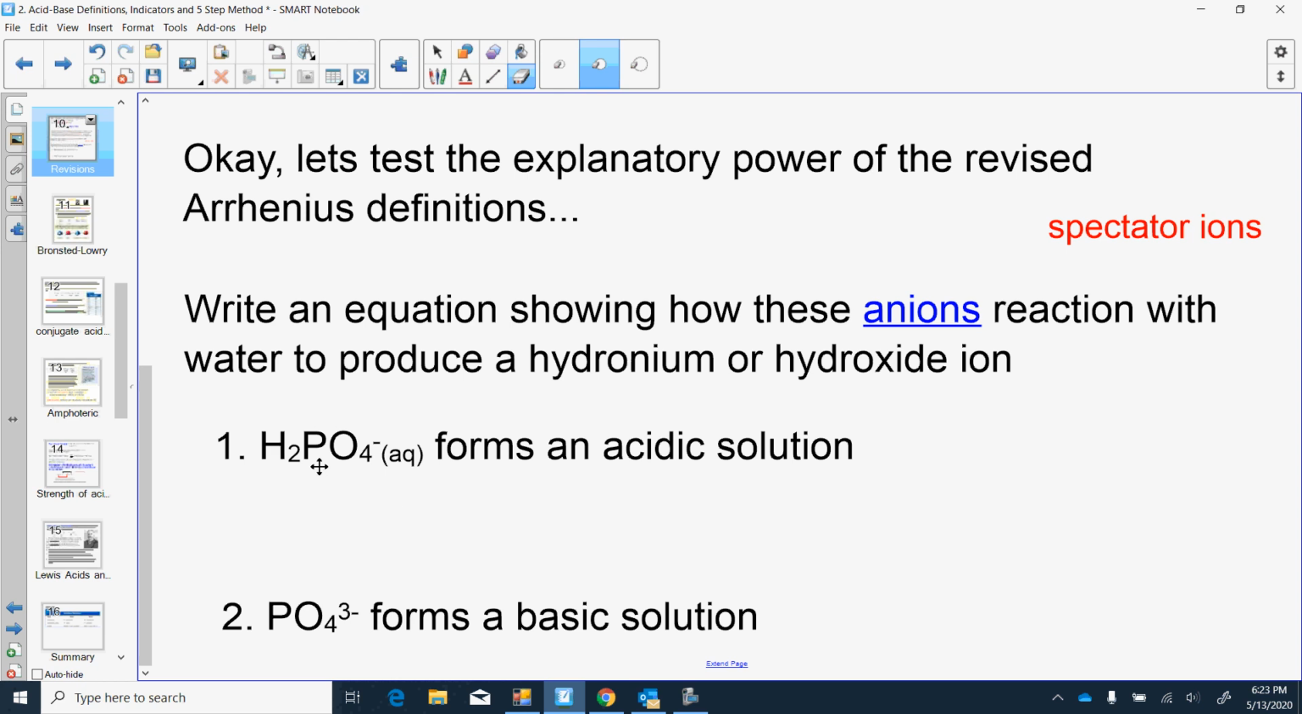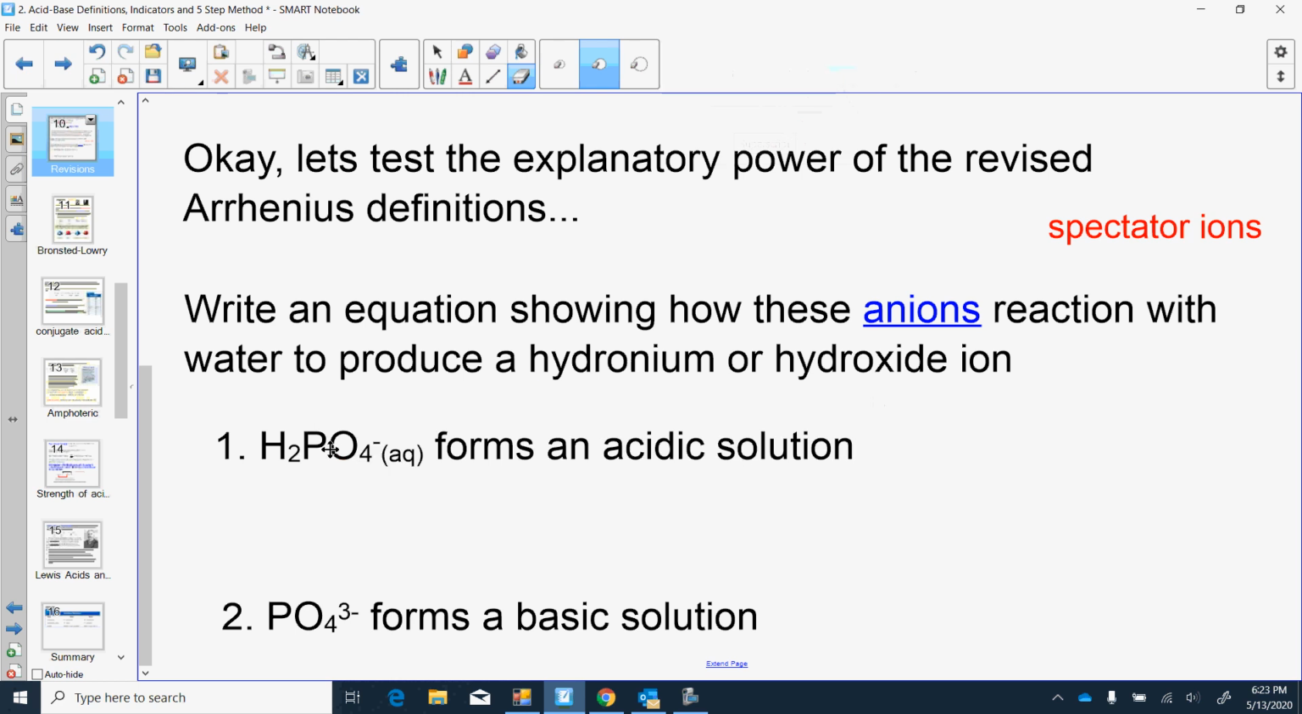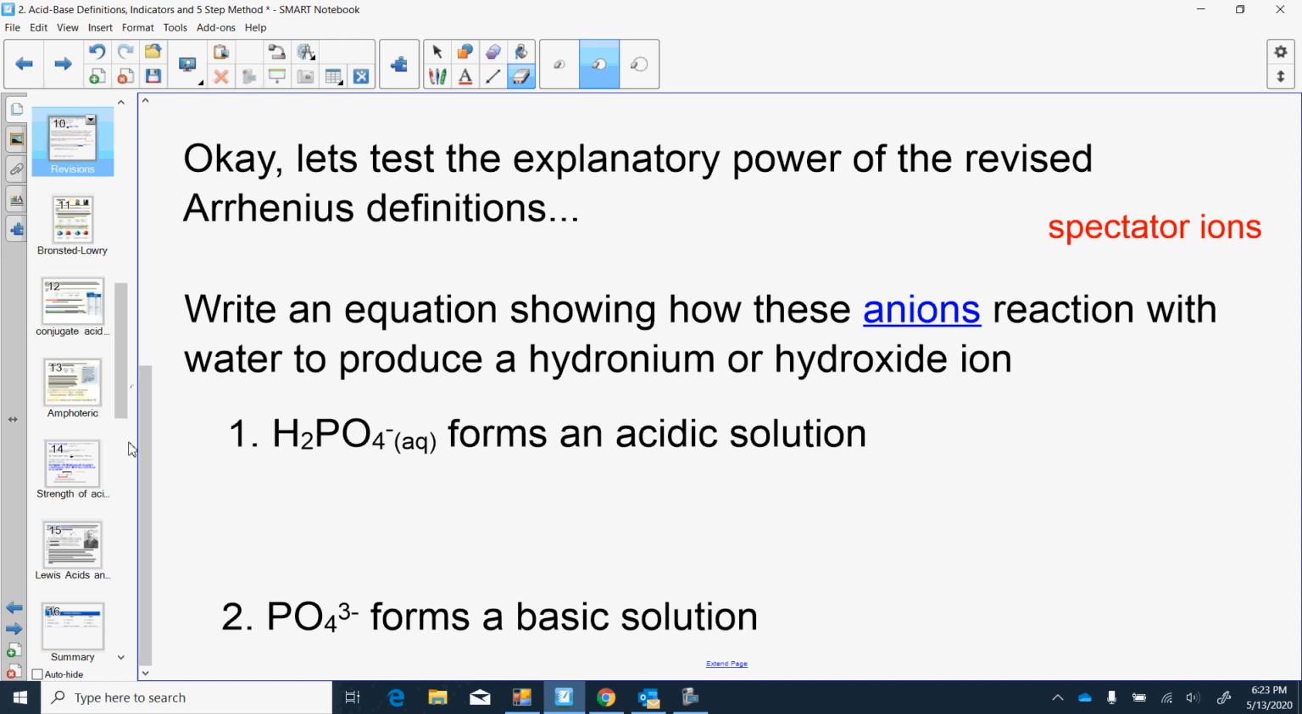Now this is an anion. See, it has a negative charge there. When you see that charge, you know you have a charged particle. If it's a negative charge, it's an anion, right? This is known as the dihydrogen phosphate ion. But I wanted to talk about spectator ions. So this might have a sodium in front of it, like sodium hydrogen phosphate.